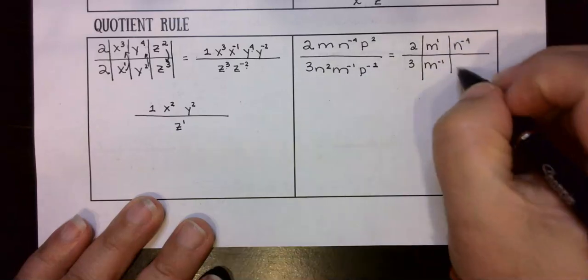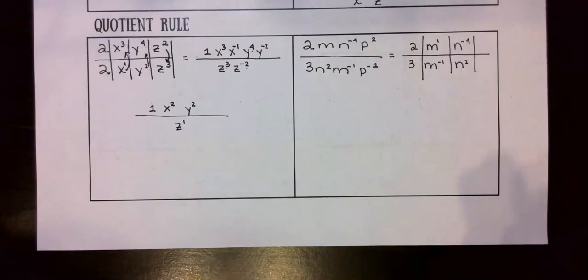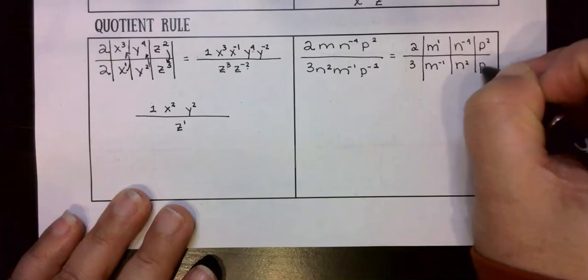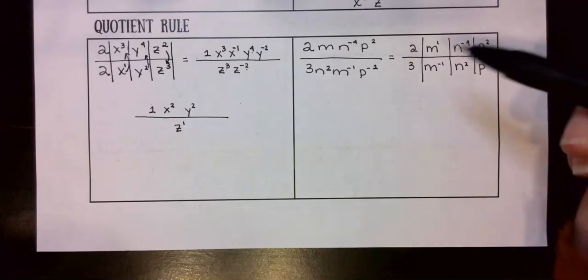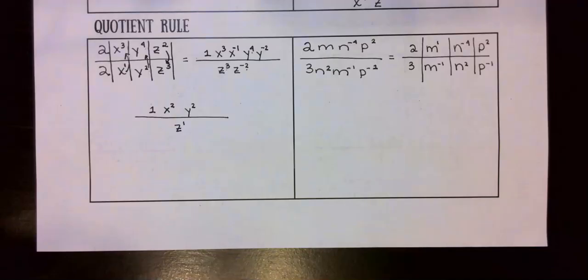And then we have an n to the second power. And then our p's, we're going to leave them where they're at. So p to the second and p to the negative 1. So the important thing here is that all your variables have to have exponents. If it doesn't have it, give it a 1, and then make sure that there are one on top of the other. Okay? So notice we have m's, n's, and p's stacked and organized.